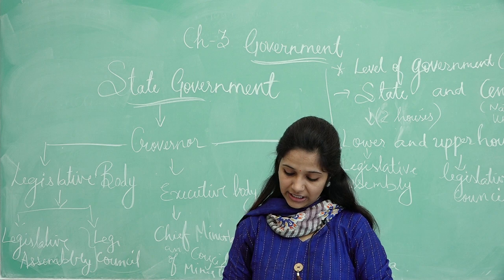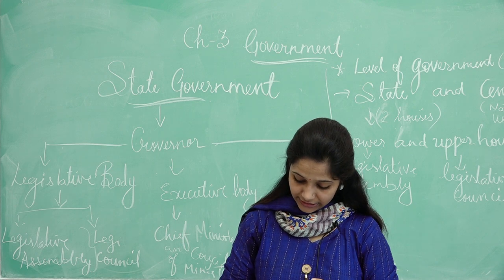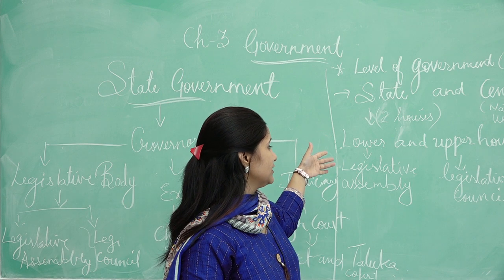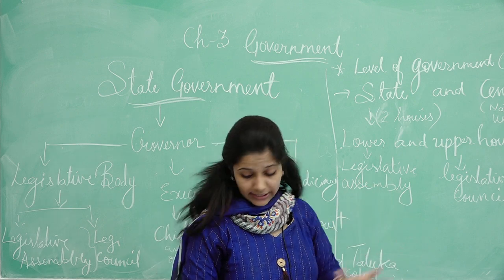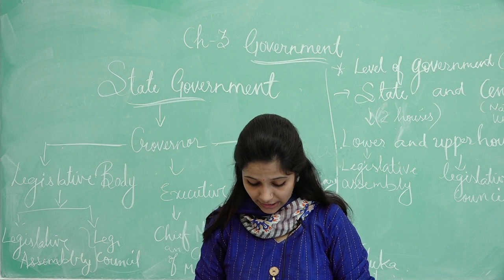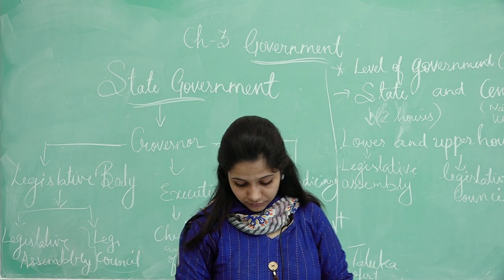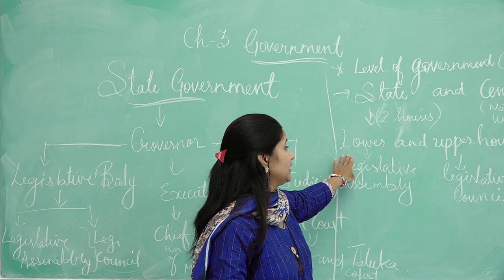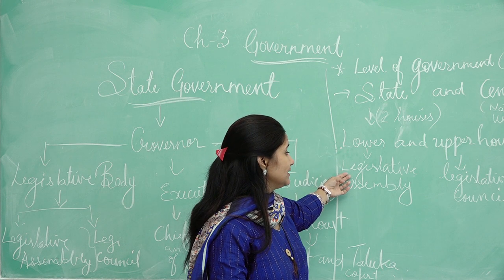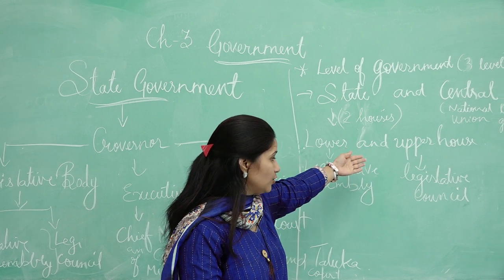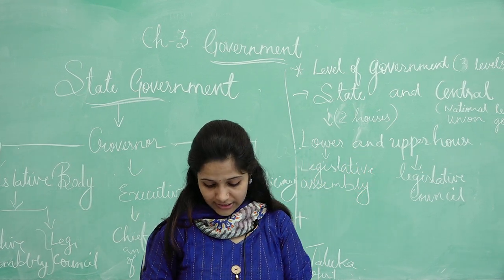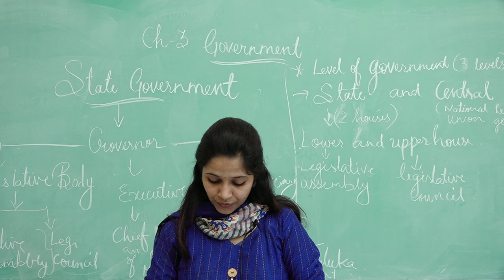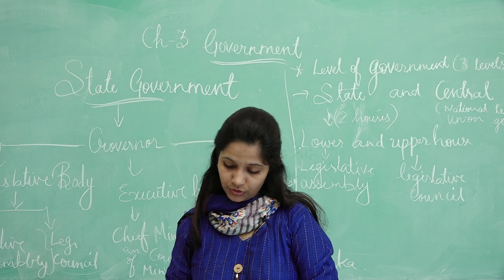The legislative body of an Indian state may have one or two houses, the legislative assembly and the legislative council. As I mentioned, in a state there are two houses, the lower and upper houses. The lower house is known as the legislative assembly, and the upper house is known as the legislative council.